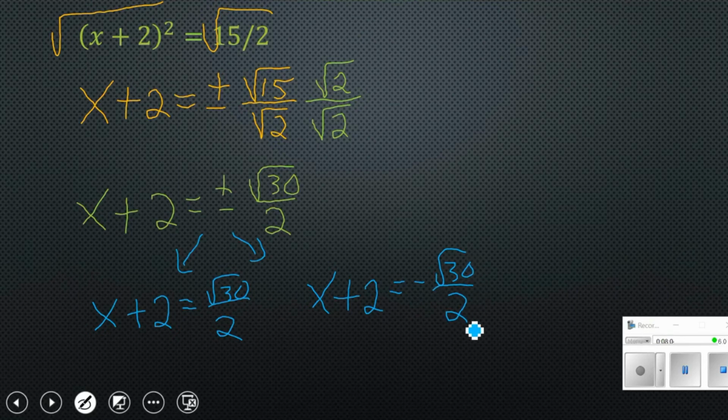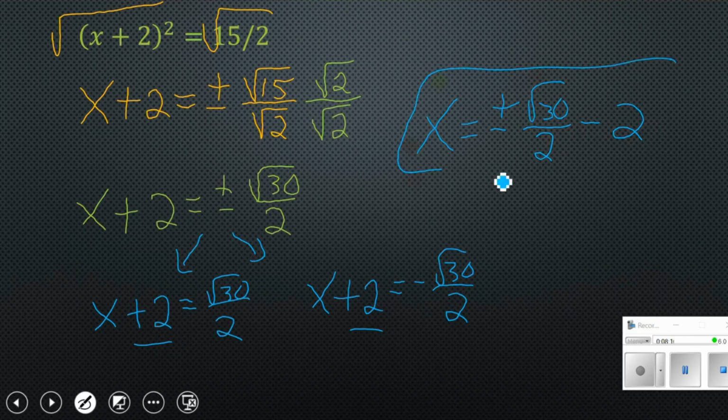One way you can write this solution is x equals plus or minus the square root of 30 over 2. And then we're subtracting 2 to get this plus 2 back over there. So this would be our final solution. And if you want to split it into 2 parts, you can do that. You can also turn this into a decimal if you want. You can just type it in your calculator. And then you could check on the x-axis to figure out where the x-intercepts are.